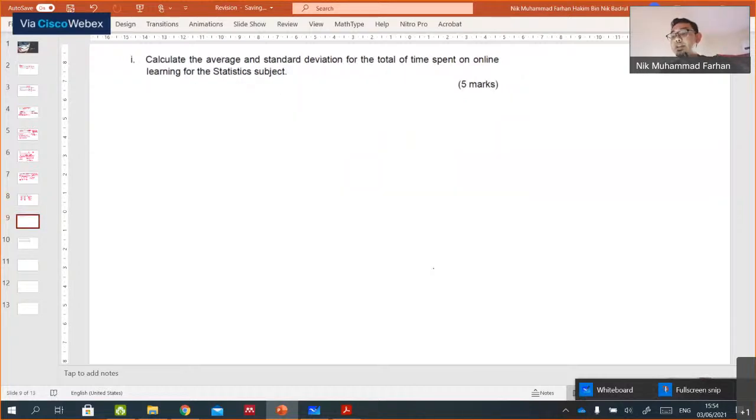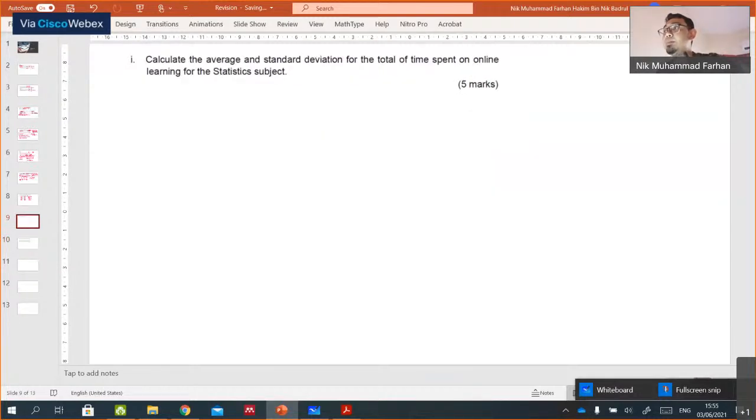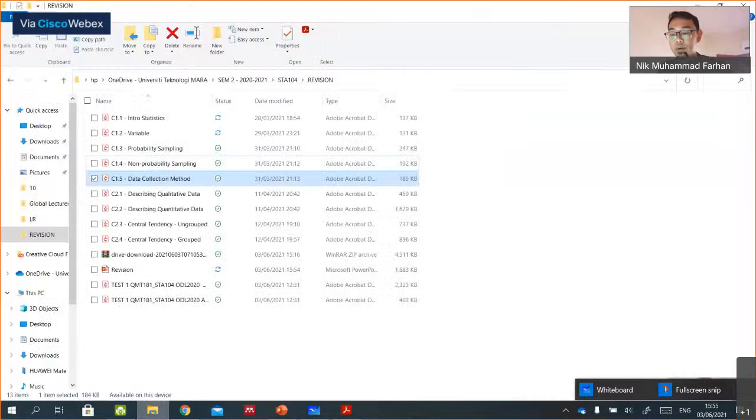Next question: calculate the average and standard deviation of the total time spent on learning. When you want to find the average and standard deviation in this case, you have to build a table containing the midpoint. Let's go back to this. In case you forget, let's look back. The average is no problem. I want to look at standard deviation, not central tendency. Standard deviation is a measure of dispersion, alright.